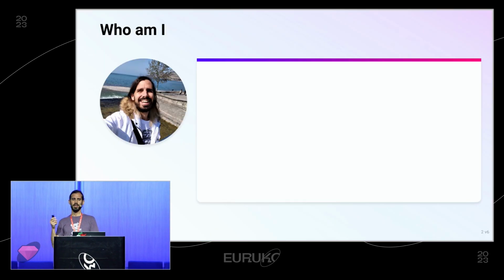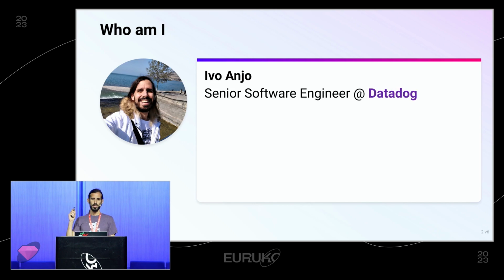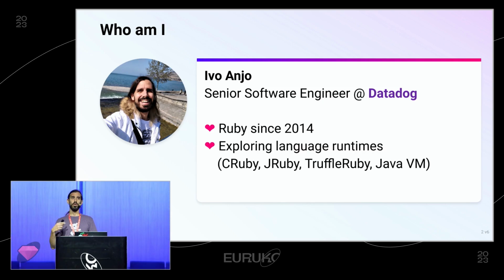So who am I to be talking to you about this here? My name is ANJO, and I'm a senior software engineer at Datadog. I've been using Ruby since 2014, and ever since I started using it, I fell in love with it. I like the expressibility, the community, the tools. It's just amazing to use Ruby. I've also enjoyed exploring language runtimes, so I've explored a bit of C Ruby, J Ruby, Truffle Ruby, the Java VM, etc. It's something I really enjoy doing.